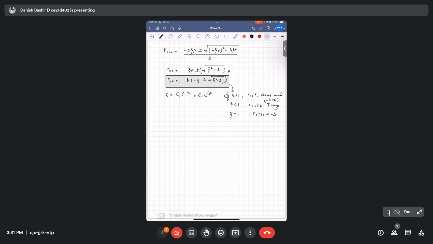Then we have three cases: theta greater than 1, theta less than 1, and theta equal to 1. We'll take the first case. Case first, theta is less than 1.